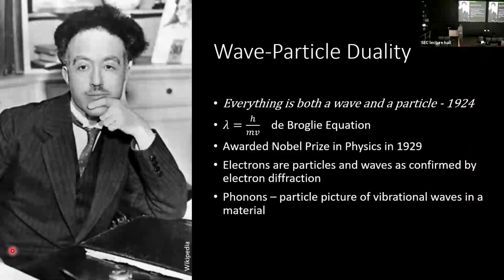All right, so if everything's a particle and everything's a wave, what can we use that for? Electrons are particles, they have a charge, they have a mass, but they also have a wave function. And so we can do electron diffraction and actually use their much smaller wavelength. And we can also think of phonons, which is the particle picture of vibrational waves.